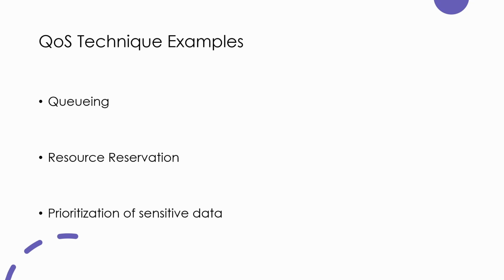And there's prioritization of sensitive data, such as voice traffic, over routers and switches. So when the routers and switches start getting congestion, they will start dropping packets. So we need to use this prioritization to determine which packets will be dropped first, which would be data packets, which can stand to lose a few packets compared to audio and video packets.